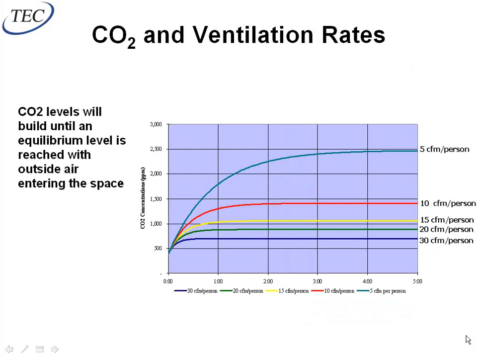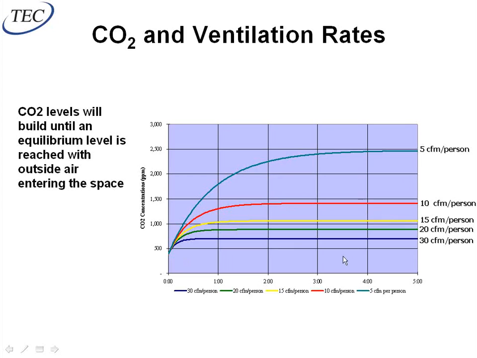The CO2 in the room itself, after the number of people coming in and out of a room fairly stabilizes, then the CO2 levels will stabilize themselves, assuming I have ventilation air coming in. And how much ventilation air I have coming in determines how fast it stabilizes. So on this chart, on the bottom, I go from 0 to 5 hours, in 1 hour increments. On the left side, I have CO2 levels, and each one of these curves is a different ventilation rate.